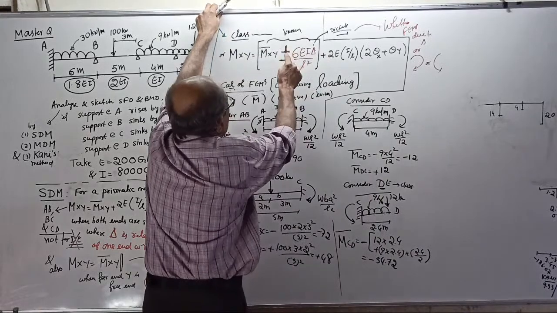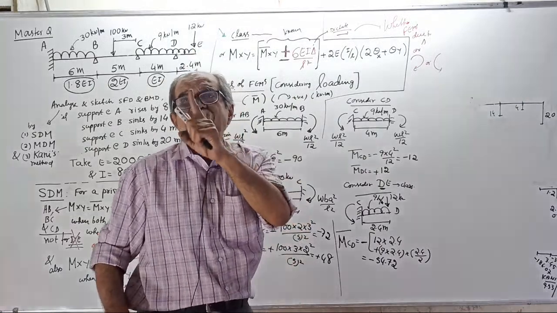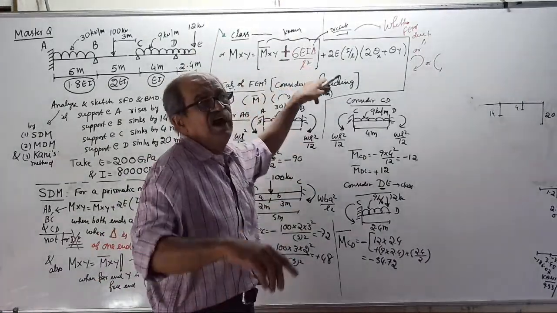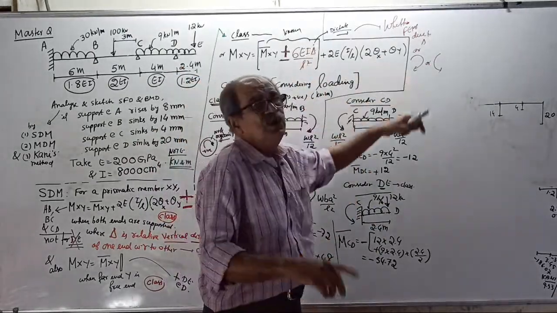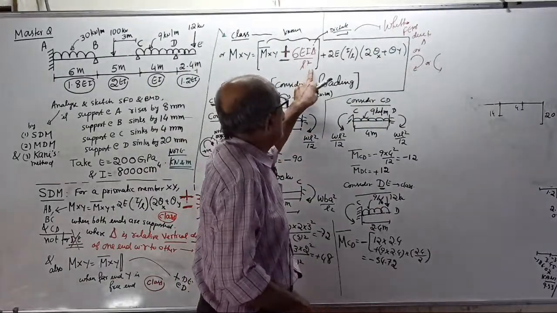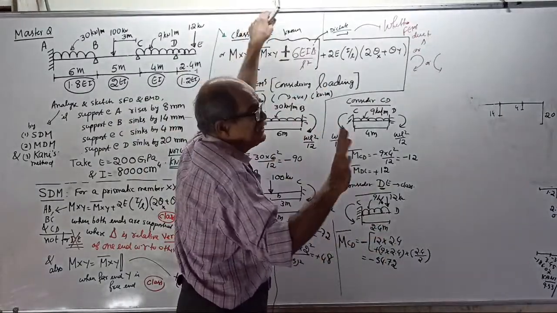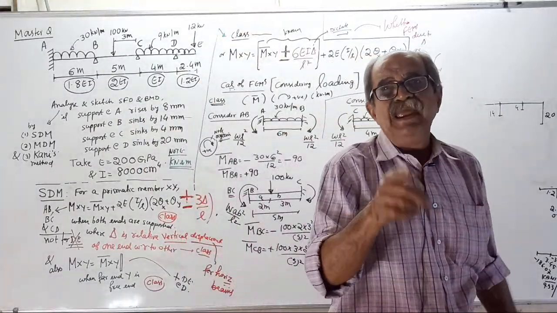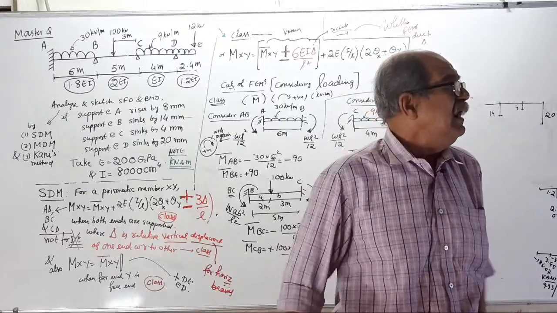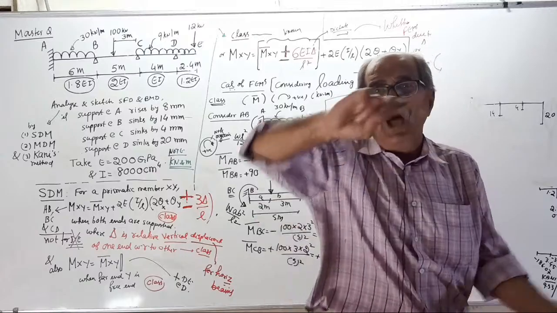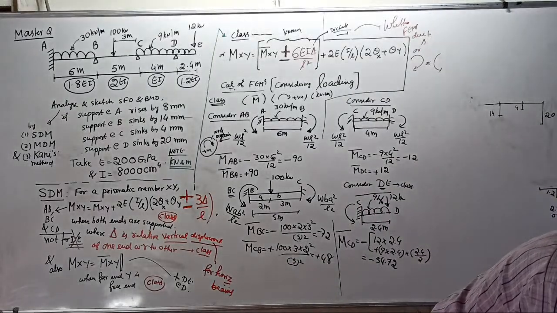So remember, I will not tell again and again. To decide sign for this term, you decide whether the fixed end moment due to delta, not loading, delta is clockwise or anti-clockwise. If it is clockwise, use positive sign. If it is anti-clockwise, use negative sign. Shall I close the matter once for all? If the FEM due to delta, after drawing elastic curve, showing delta for the member, if the FEMs are clockwise, use positive sign. If FEMs are anti-clockwise, use negative sign.